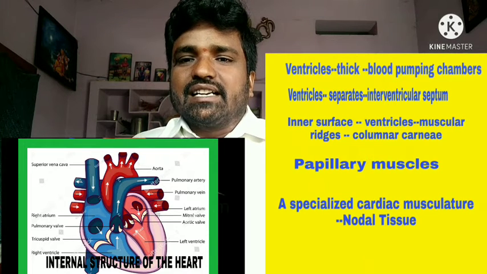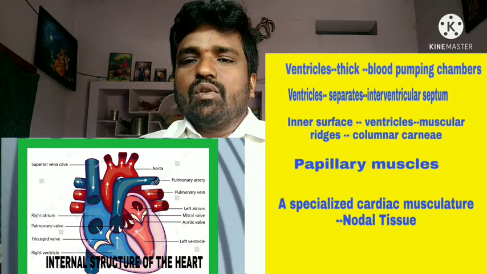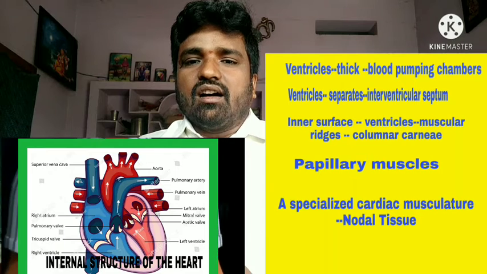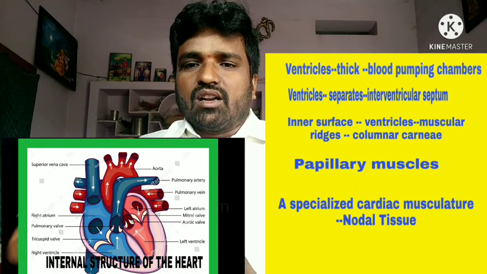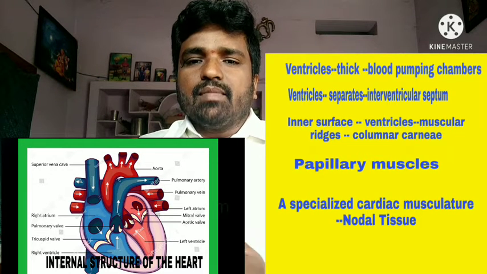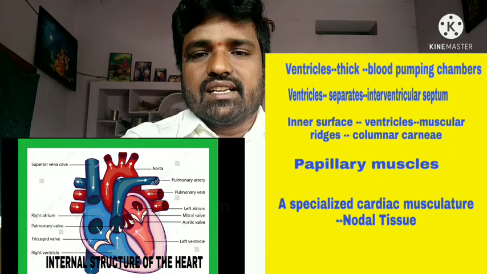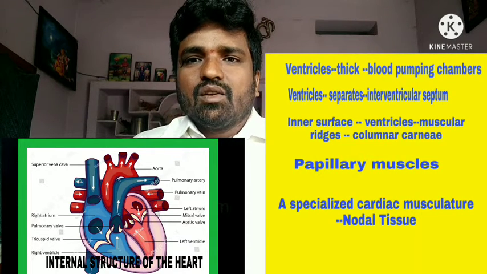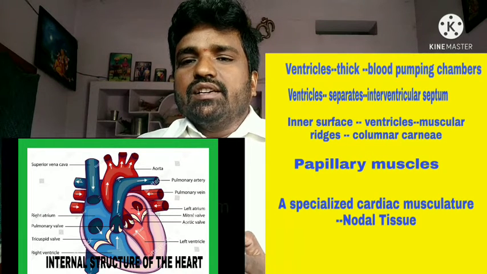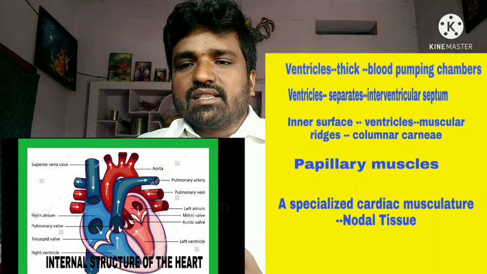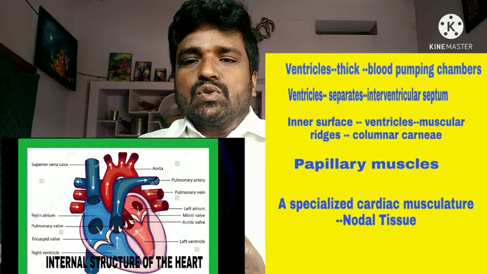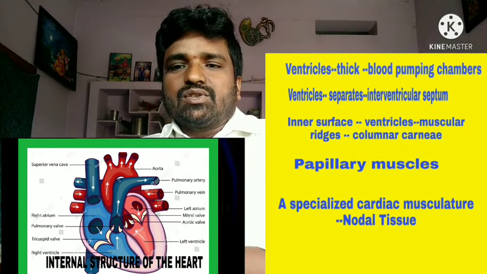The inner surface of the ventricle is raised into muscular ridges called columnae carneae or trabeculae carneae. Some of them are large and conical and known as papillary muscles. Another structure is chordae tendineae. The chordae tendineae are present between atrioventricular valves and papillary muscles. They prevent the cusps of valves from bulging too far into the atria during ventricular systole.